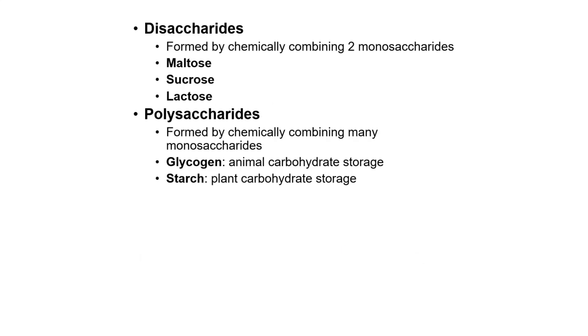There are disaccharides, such as maltose and sucrose. Sucrose is table sugar, meaning the white sugar that you might put in your coffee or in other items. That is sucrose. And there is lactose. Then we have polysaccharides that are basically formed by chemically combining lots of chains of monosaccharides together.